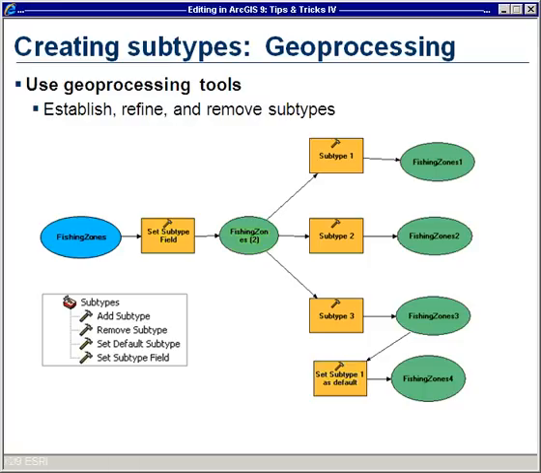So from the Data Management toolbox, the Subtypes toolset in ArcToolbox has some tools to add a subtype, remove a subtype, to set a subtype as the default, and then also to assign or set the subtype field. So the little model I'm showing you here shows how I've set the subtype field, created 3 subtypes, and made one of those subtypes the default.